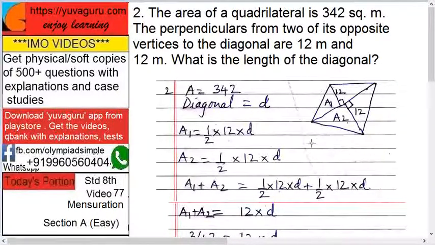See here. This is a quadrilateral. We don't know whether it's a square or rectangle or whatever it is. So one perpendicular from this side and one perpendicular from this side. And what is given? Total area is given, 342. What we want is the length of this diagonal. Okay, let's do. Area equals 342. Let the diagonal equal d. This length is d. So A1 equals what? The area of this triangle is half into base into height, half into d into 12. Okay, what is A2?